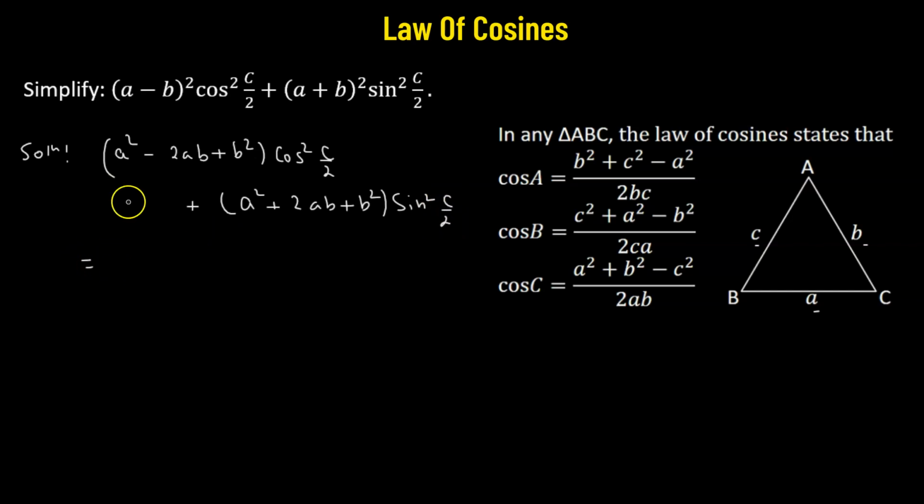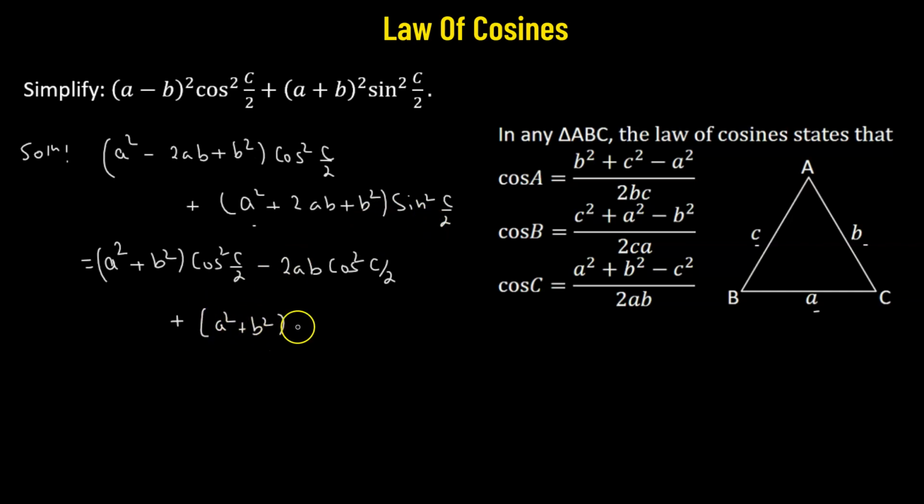Now we'll further simplify to get (a squared plus b squared) multiplied by cosine squared C over 2, and we have negative 2ab multiplied by cosine squared C over 2. Then we can rewrite (a squared plus 2ab plus b squared) multiplied by sine squared C over 2 as (a squared plus b squared) times sine squared C over 2 plus 2ab multiplied by sine squared C over 2.